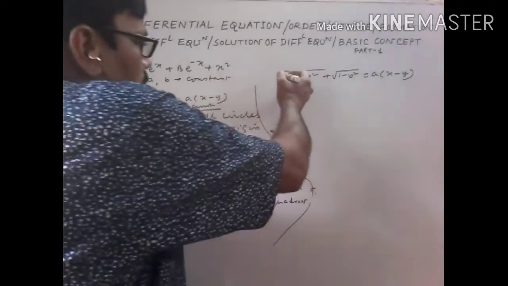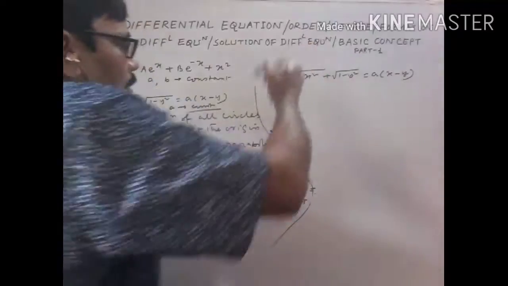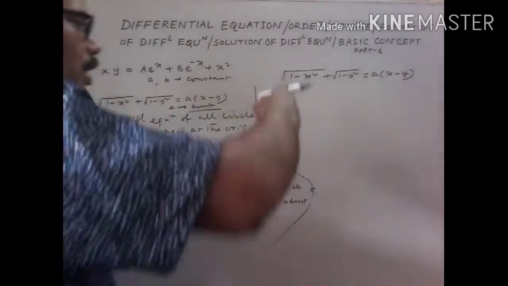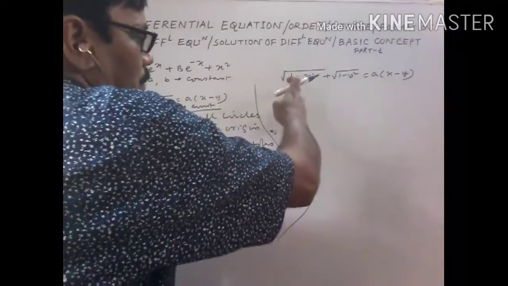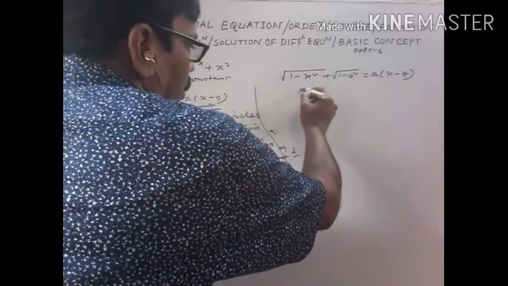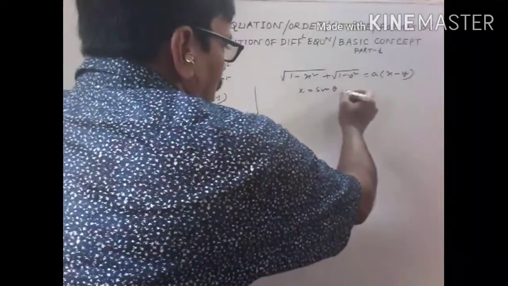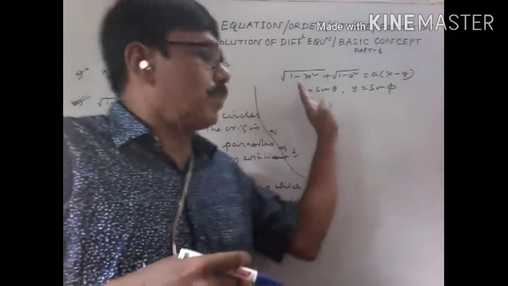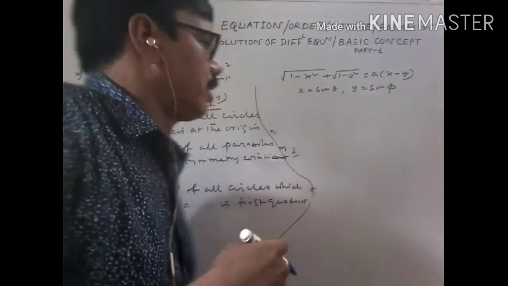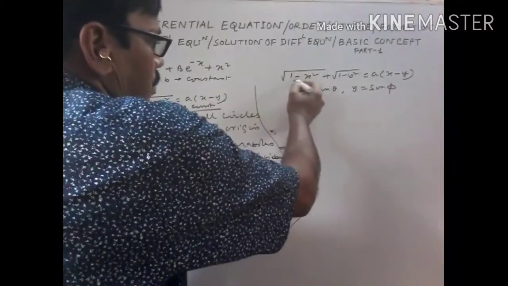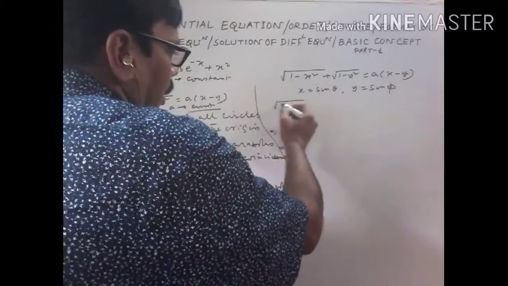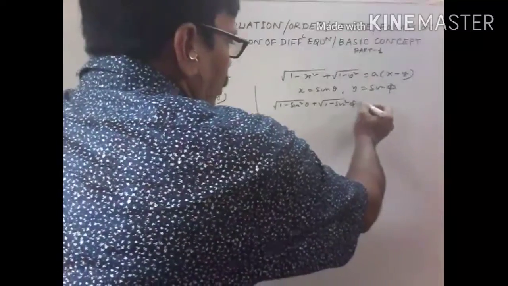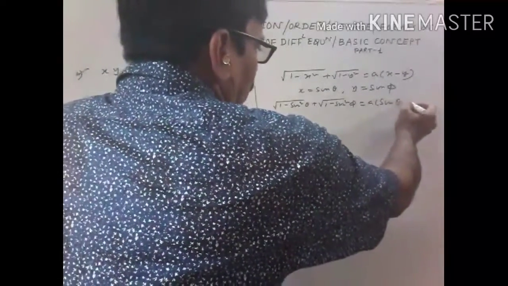Now you know this is an important problem of derivative. So we have to find the derivative by putting a transformation. You know, if we put x equals sin theta and y equals sin phi, then the root will be eliminated because it is of the form 1 minus x square. So if we put 1 minus sin square theta, 1 minus sin square phi, so a into (sin theta minus sin phi).